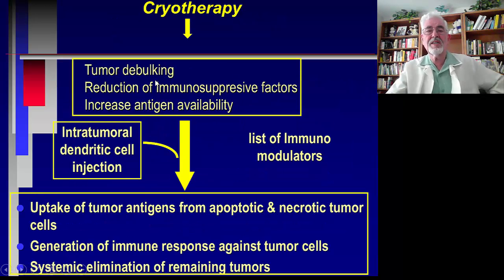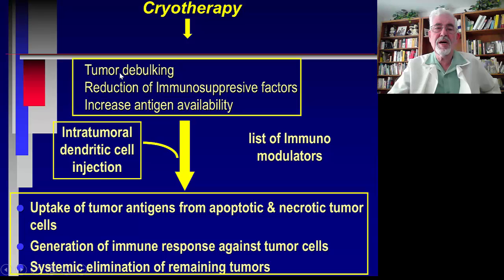So basically we see here we have cryotherapy, which creates tumor debulking, but we are trying to move away from the tumor debulking. Obviously, there's reduction in the immune suppressive factors that may help us get a better response, and we increase the antigen availability by bringing the dendritic cells directly there by injecting them. Now we have a list of immune modulators that we have to try to use in experiments. Uptake of tumor antigen from apoptotic and necrotic cells increases by bringing the dendritic cells, generating an immune response against tumor cells, and systemic elimination of remaining tumor.